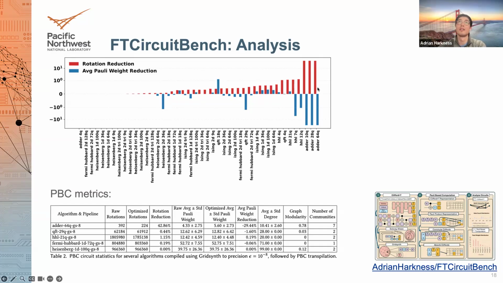For many of these circuits, if we've reduced more of our Pauli rotation operations, we've also increased the average weight. So this blue going below 0 means that the average weight has actually increased. The takeaway is that our heuristic is good for canceling out low weight operators, but it's not as good at finding these high weight operators that are particularly expensive and canceling those out. So it might be a good future direction to design an optimization pass that specifically looks for those.